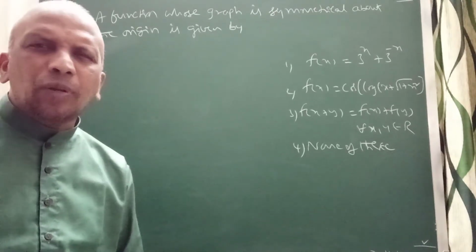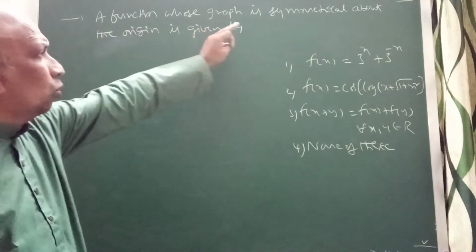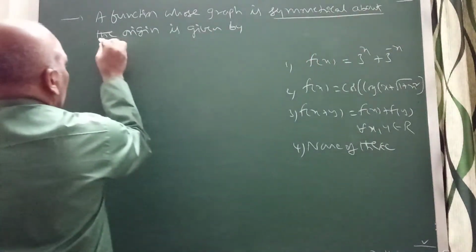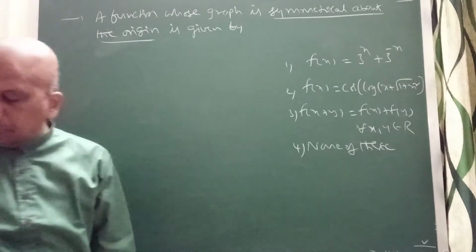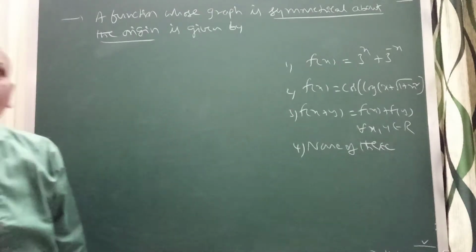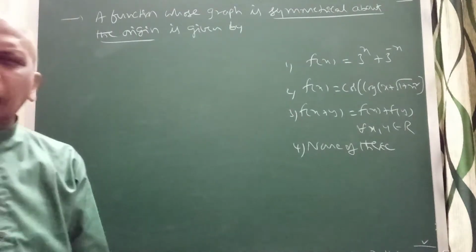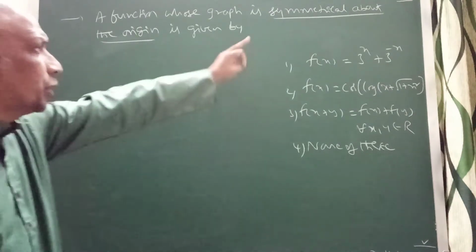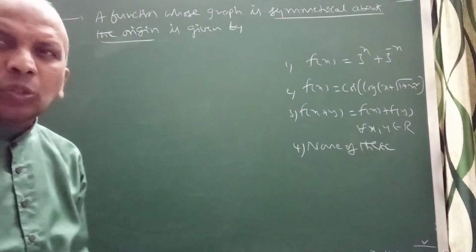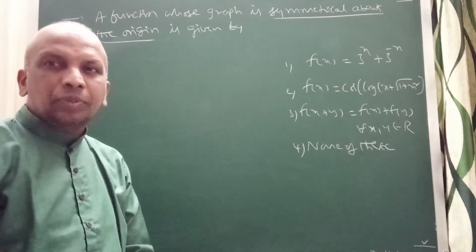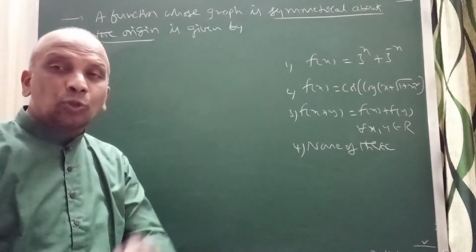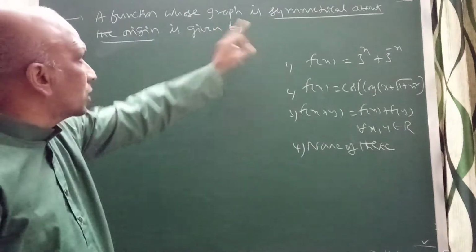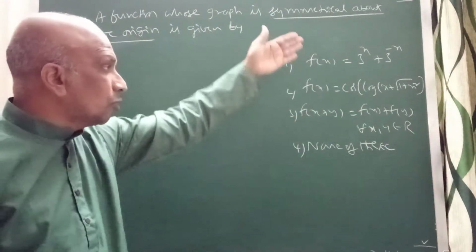Now you can see I will explain this problem. A function whose graph is symmetrical about the origin is given by. When they say it is symmetrical about the origin, just remember, when the graph is symmetrical about the origin, definitely the function should be an odd function. If the graph is symmetrical about the y-axis, it is an even function. So indirectly they are asking you to find which of the following is an odd function.